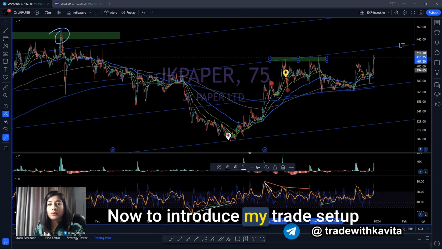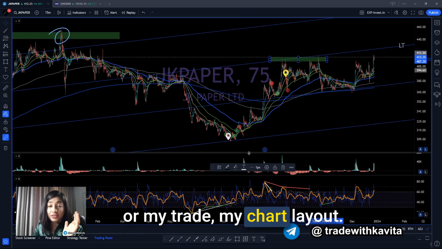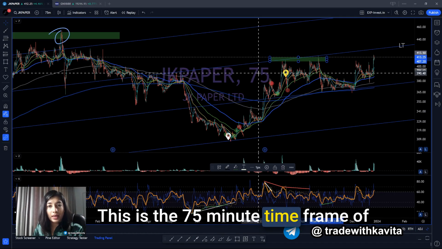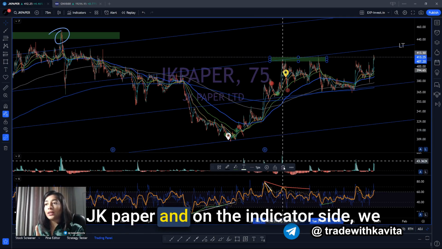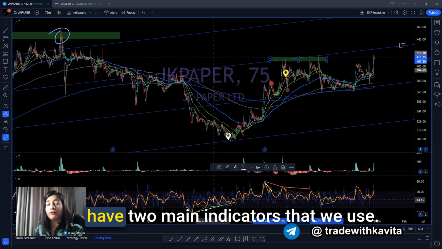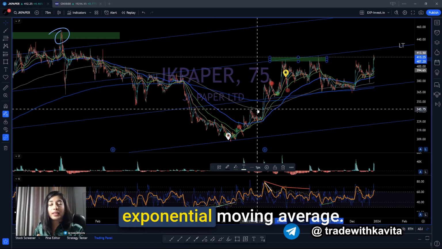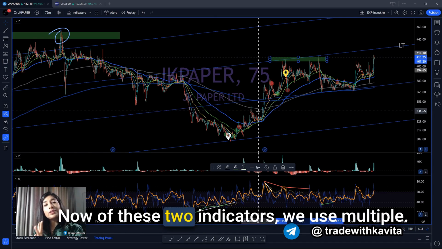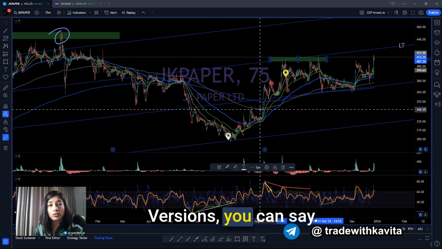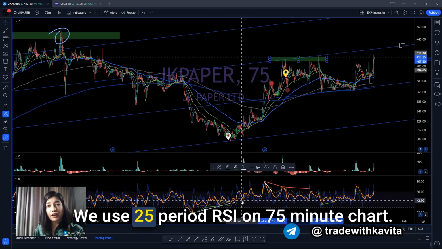Now to introduce my trade setup, or my chart layout. This is the 75-minute time frame of JK Paper. And on the indicator side, we have two main indicators that we use. One is the RSI, one is the exponential moving average. Now, of these two indicators, we use multiple versions, you can say. We use the 25 period RSI on the 75-minute chart.